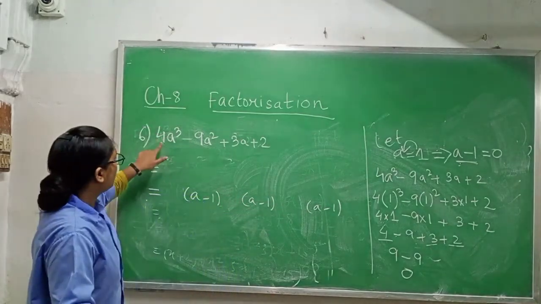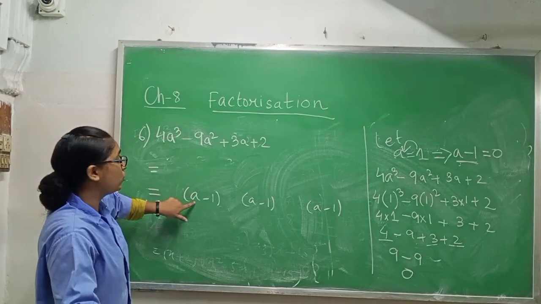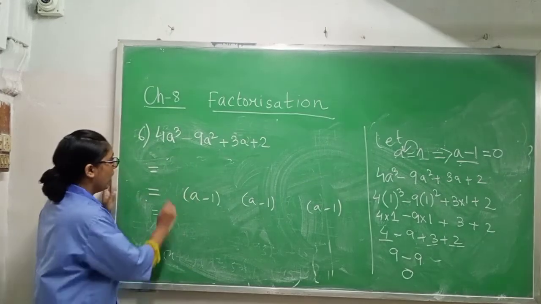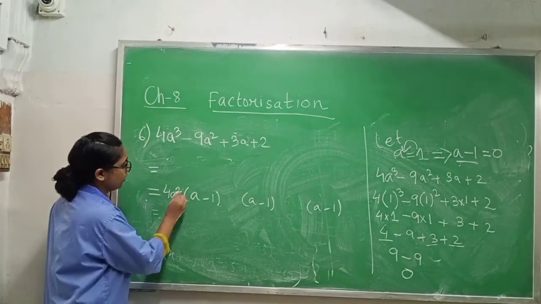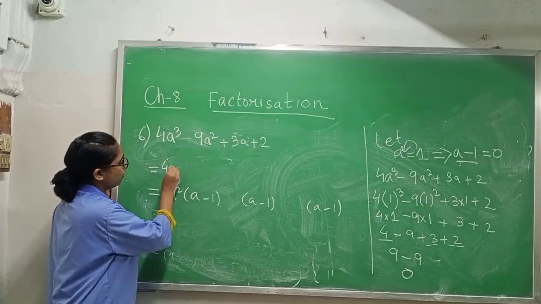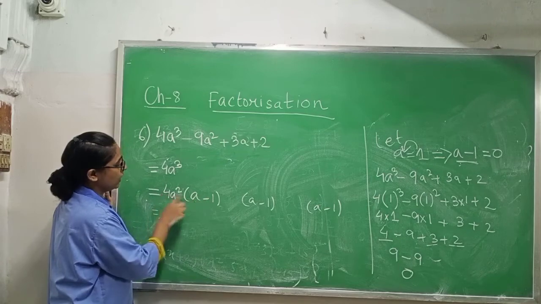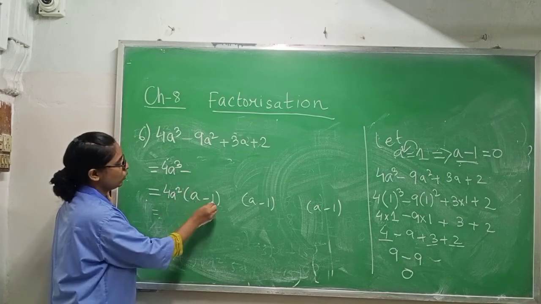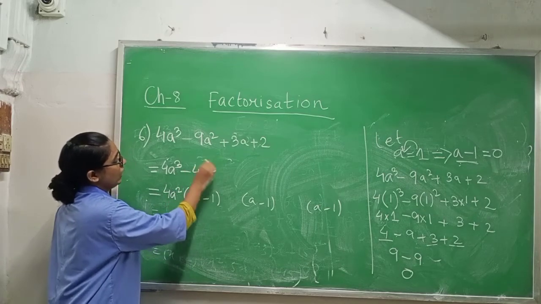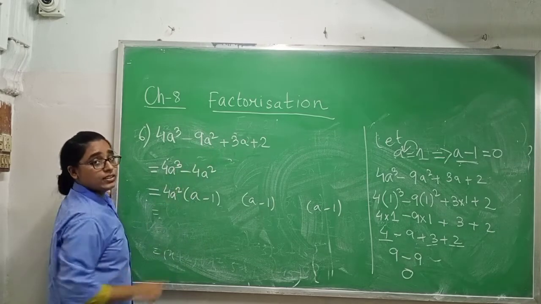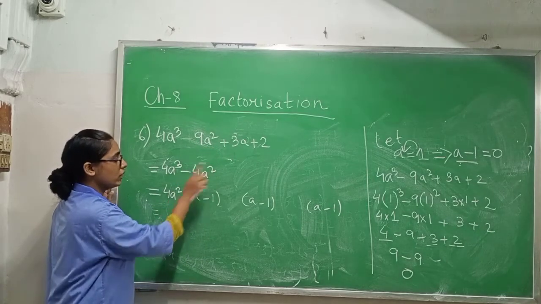Now we need 4a cube, but I have only a. So I will multiply with 4a square. Now 4a square into a, 4a cube. Now 4a square into minus 1, plus minus minus, 4a square into 1, minus 4a square. But we need minus 9a square. Minus 4a square we got already.